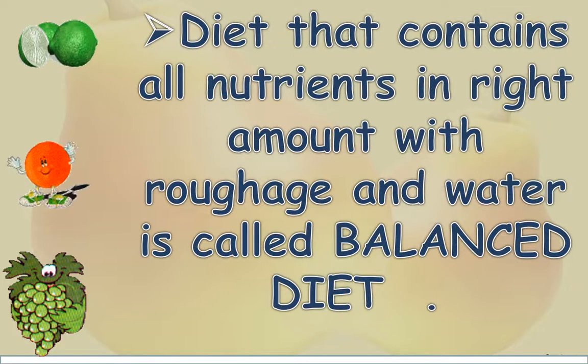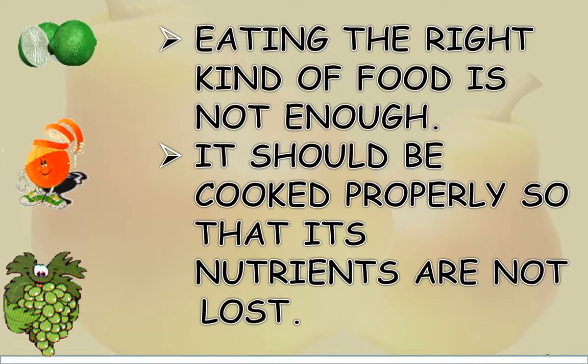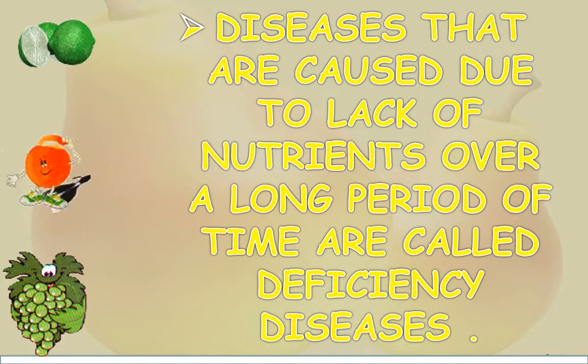A diet that contains all nutrients in the right amount with roughage and water is called a balanced diet. Eating the right kind of food is not enough. It should be cooked properly so that its nutrients are not lost. Unusual fats get stored in our body. This condition is called obesity. Diseases that are caused due to lack of nutrients over a long period of time are called deficiency diseases.